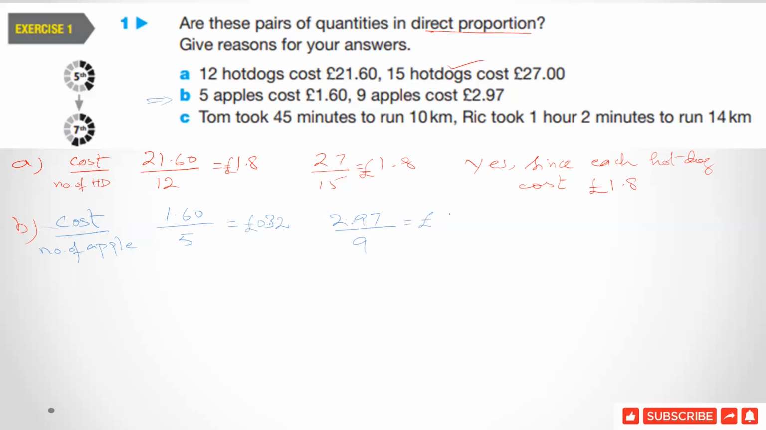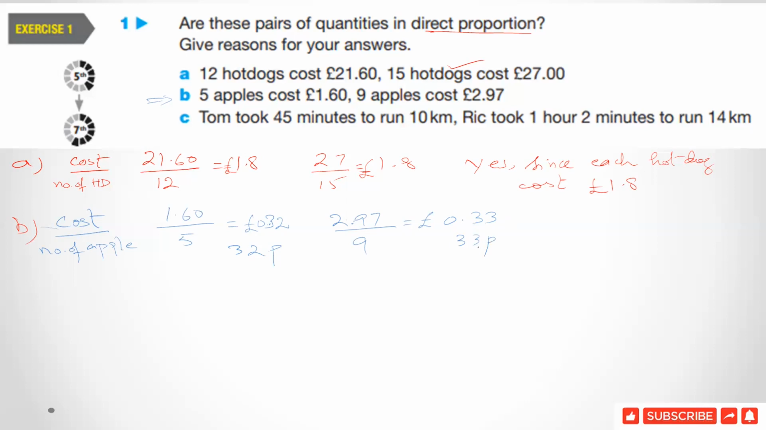And this one is giving me not dollars, this is pounds. This one will be 0.33. The 0.32 pound means 32 pennies, and 0.33 pound means 33 pennies. So these are not the same.